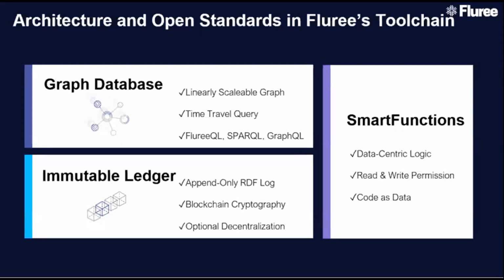GraphQL is continuing to grow in the open source community, and we have a native JSON API into Fluree. And then our smart functions is sort of where smart contracts meet database triggers, and these Fluree smart functions span the read and write path through our database. And this is where we allow data to defend itself. This is where a lot of this data-centric security comes into play.